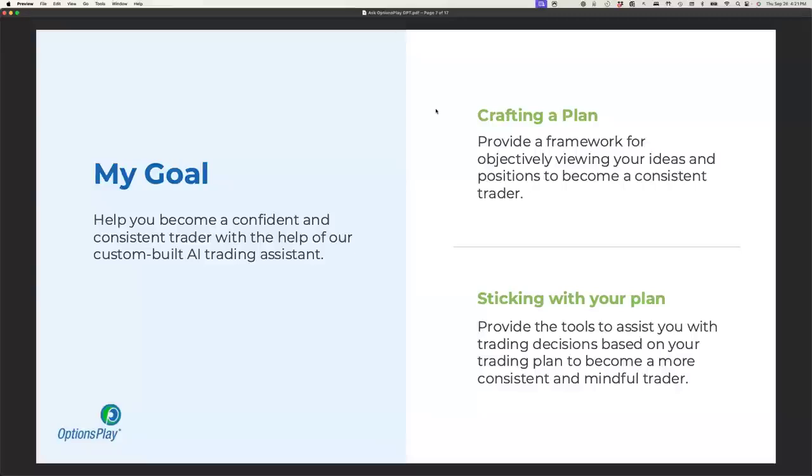So providing you with the tools to assist you with your trading decisions based on your trading plan so that you can become a more consistent and mindful trader.